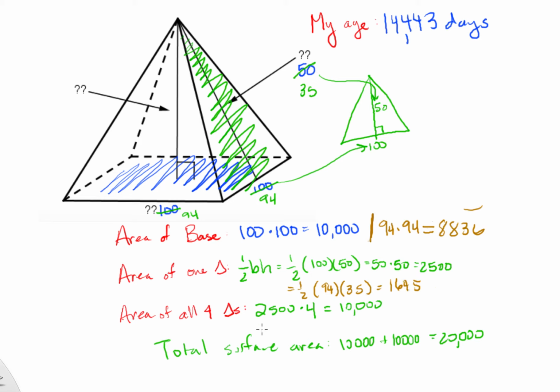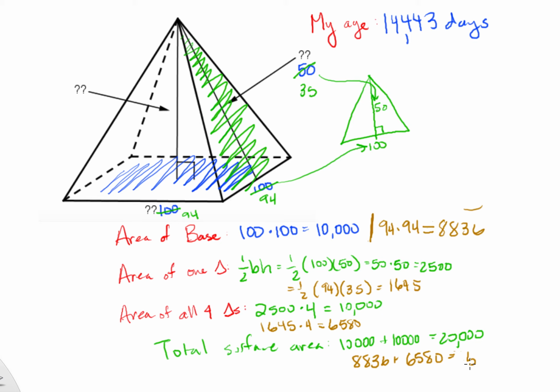1,645. And then if I do that times 4, 1,645 times 4, that's 6,580. All right, so each triangle has an area of 1,645. There's 4 of those triangles, so I multiply that by 4 and I get 6,580. And now the total surface area, 8,836 plus 6,580, comes out to be 15,500. So this must not have been the right answer that I had. I can't remember exactly what I had on there.